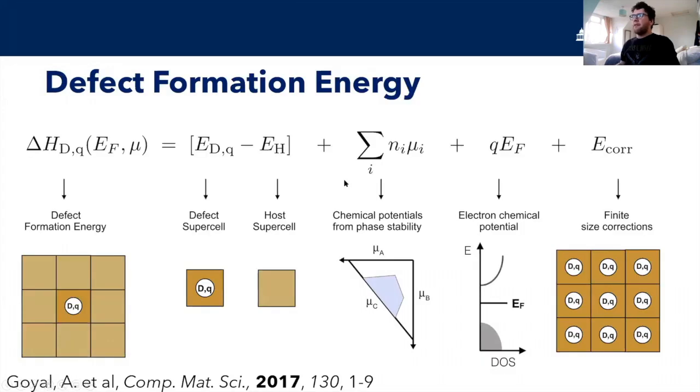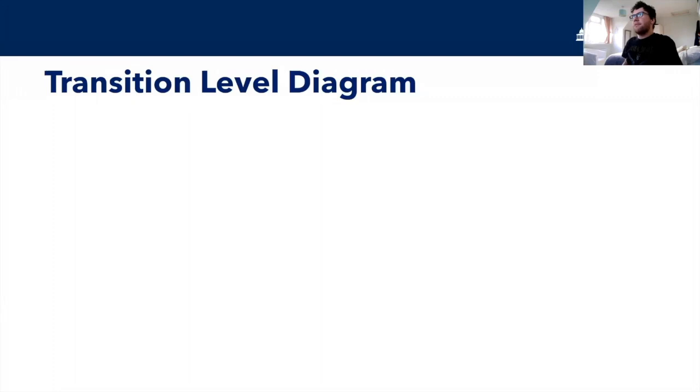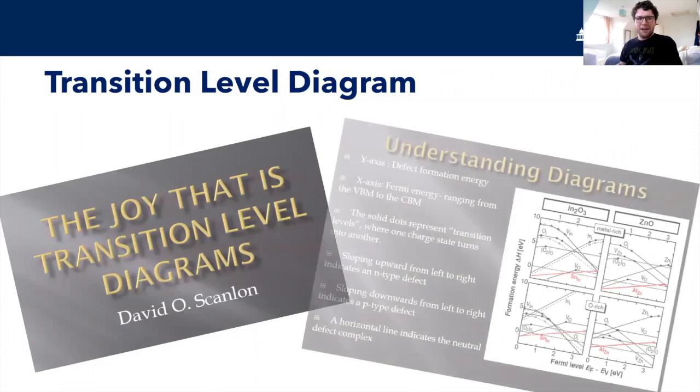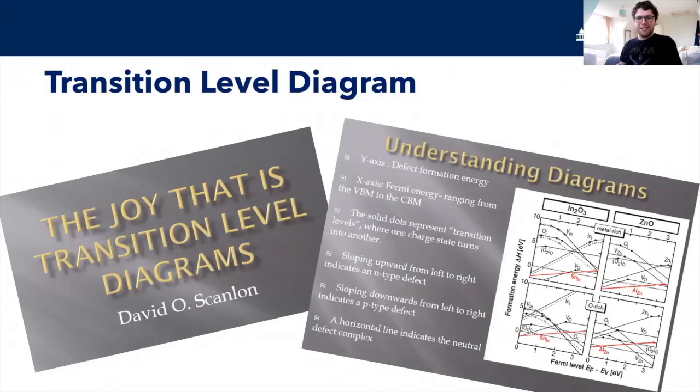So yeah, now that we have talked through each of the individual components, we can now start to build up a transition level diagram. The eagle-eyed amongst you would have found a vintage David Scanlon presentation on the Dropbox about how to read these, and how they work, and how to do the calculations. A few things have changed since then, so we're going to refresh it and go through here from scratch.